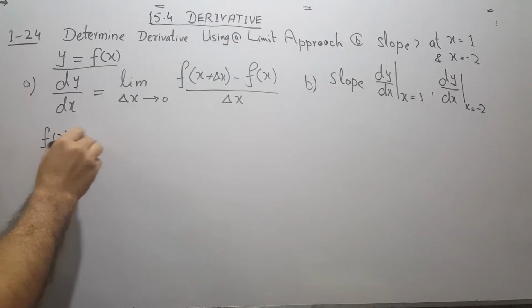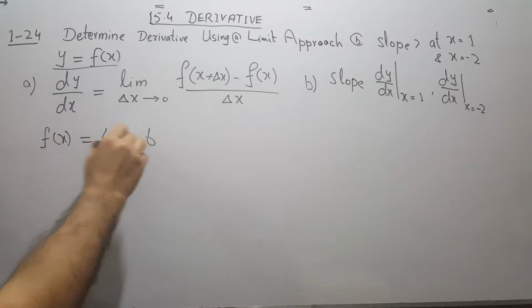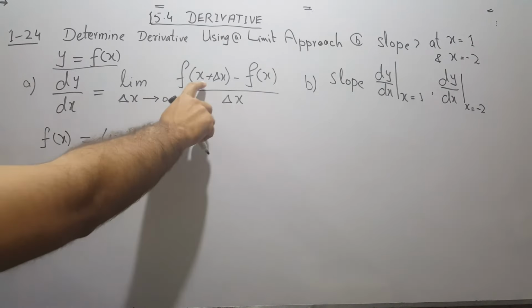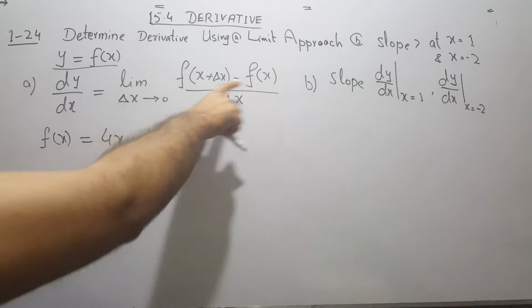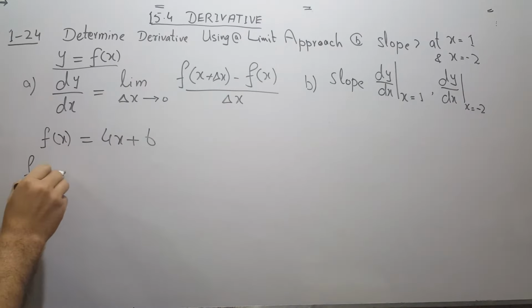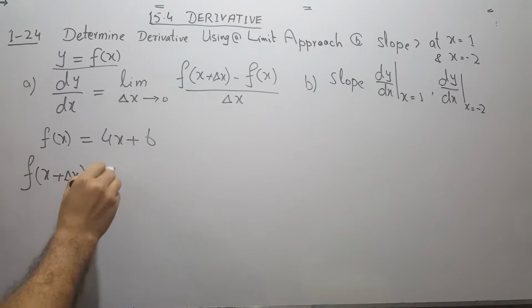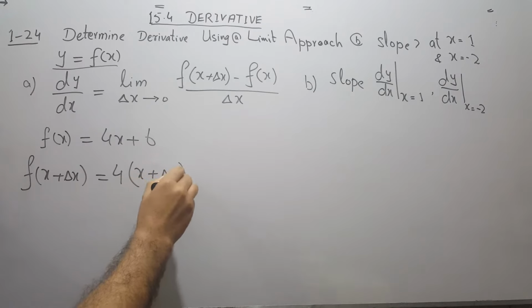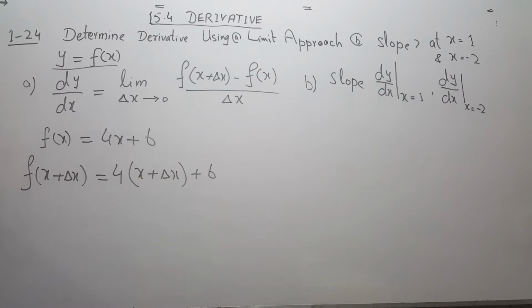f of x is given by 4x plus 6. So what we need, for the definition, is f of x plus delta x, and you can find this by replacing x with x plus delta x. Everywhere you have x, you replace it by x plus delta x, and the rest of the terms come as they are. So if you open this up, this would be 4x plus 4 delta x plus 6.